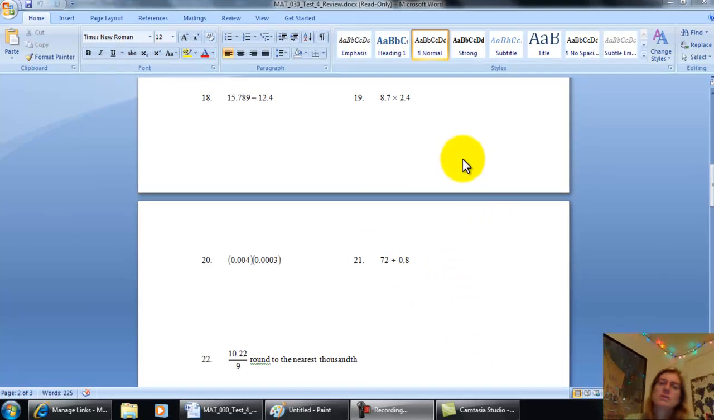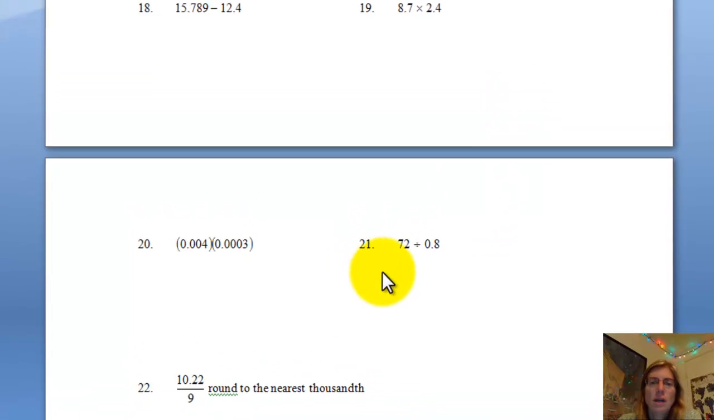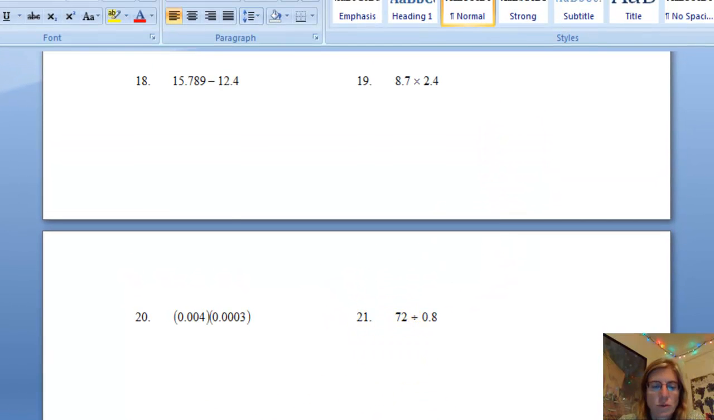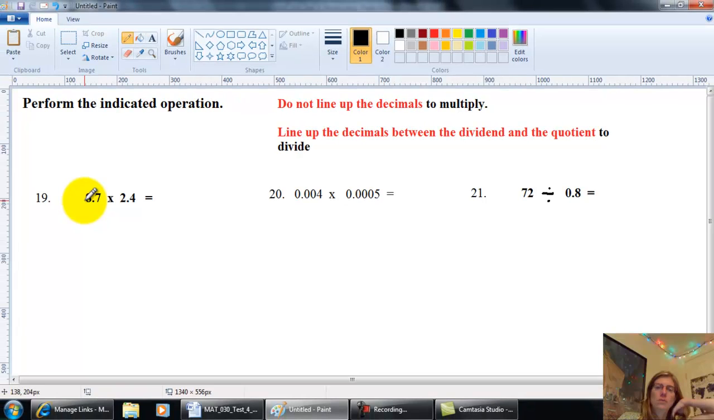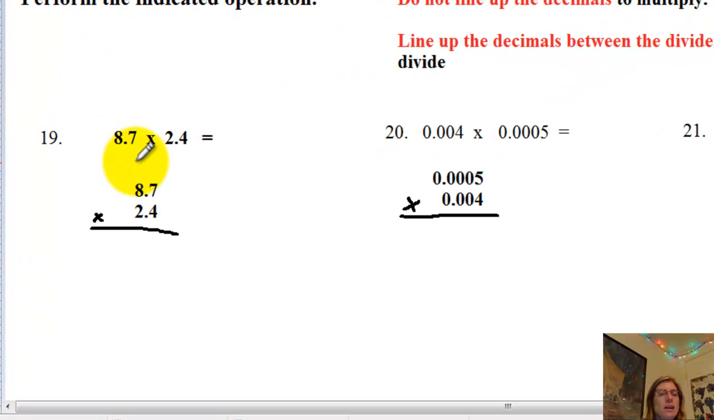Okay, these are decimal practice problems for the final, and I'm multiplying and dividing decimals. So remembering with multiplying, do not line up the decimals to multiply. You can just simply multiply. And with division, you're going to line up the decimals between the dividend and the quotient, and I'll show you what that means. So in this multiplication, we do not have to line up the decimals to multiply, but it just so happens they line up.